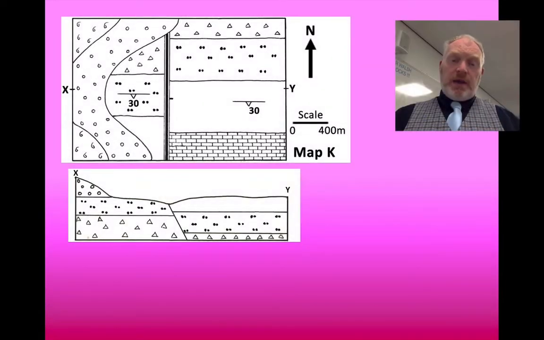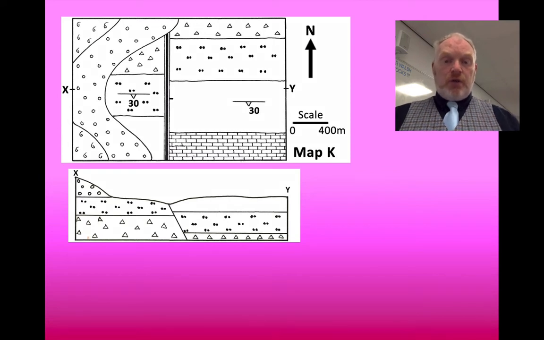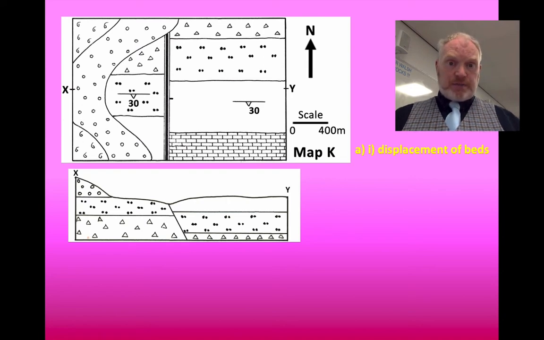Hi, in this video I want to go through some of the answers to question 11 all about map K in your theme 14 booklet. The first question asks simply why these rocks are faulted. How do we know? We can see on both the map and also on the cross section that beds have been displaced.